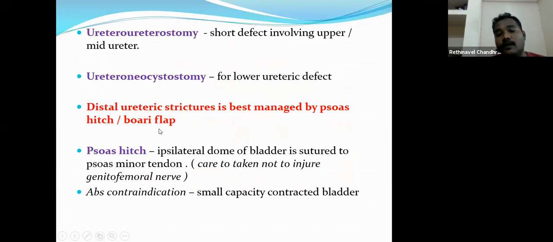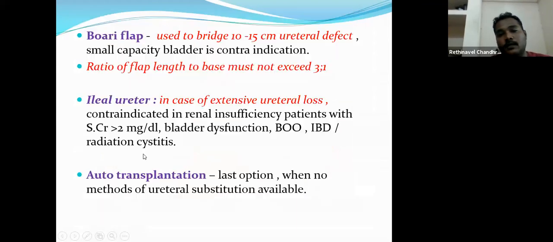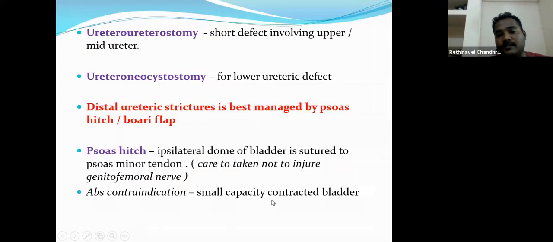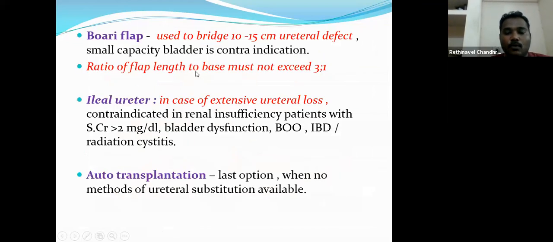The absolute contraindication for this psoas hitch and Boari flap is a small bladder, because if the bladder is very small and contracted, how can we bring it up to the psoas minor tendon? So the absolute contraindication is a small capacity contracted bladder. Then there is ureteroureterostomy, where they simply excise the stricture part and do an end-to-end anastomosis, just for a defect of 1 to 2 centimeter. Then coming to the Boari flap.